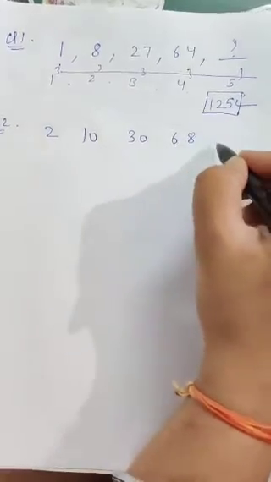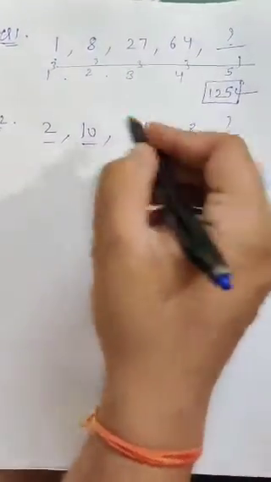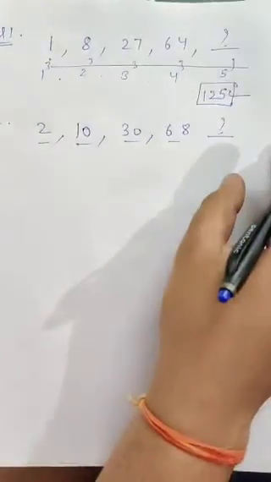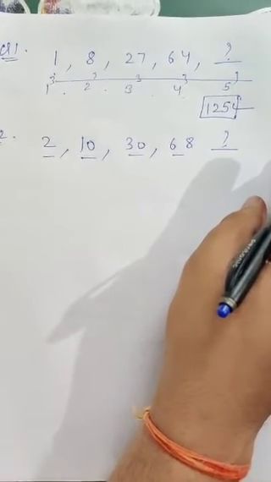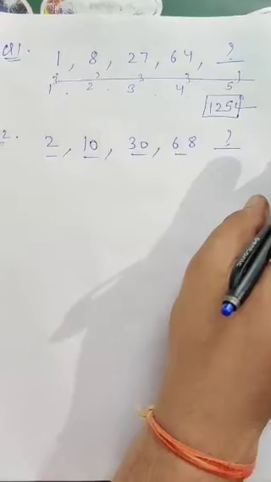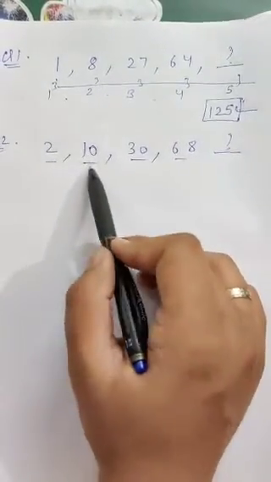What will come here? The series is 2, 10, 30, 68. So the next number will be... Here it is not given any square or any cube. So now come to the basic rules. What we have to see is whether it is multiplying or dividing by any constant number.